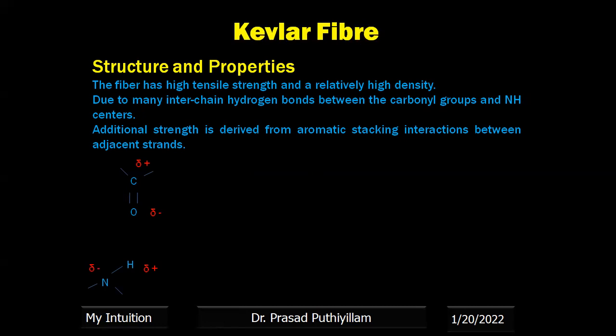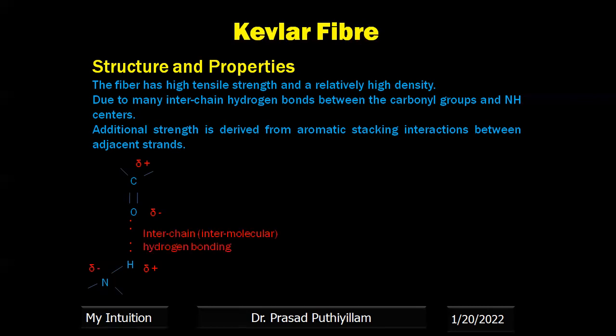Therefore, in actual practice, the oxygen has more electron density and the hydrogen has less electron density. That means they can interact. Here more electrons are there, here fewer electrons are there. Therefore, they can attract each other, which we call hydrogen bonding. That is the bonding between electropositive hydrogen and a more electronegative atom like oxygen, sulfur, or nitrogen, that we call the hydrogen bond.